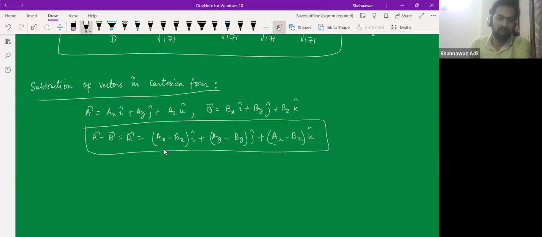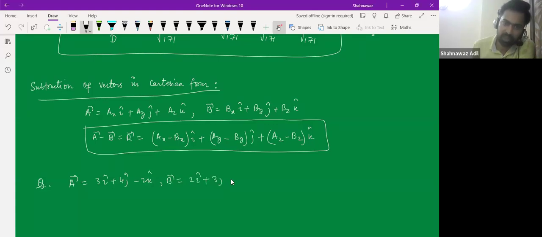Right. So yes, I will give you a very simple question this time. You have an A vector, which is, let's say, 3i plus 4j minus 2k. And then you have a B vector, which is 3i plus 3j plus 3k. And then you have C, which is let's say 5i minus 2j minus 3k.